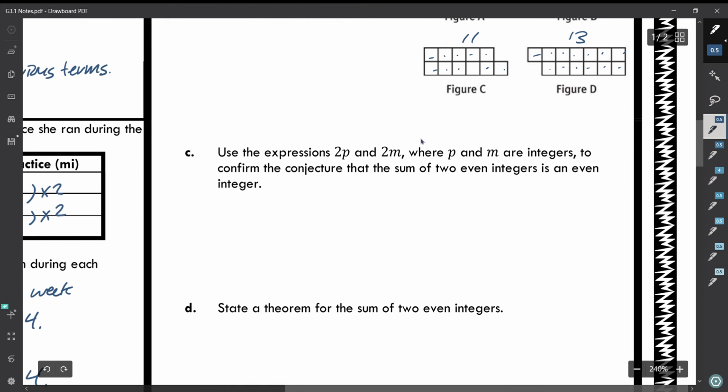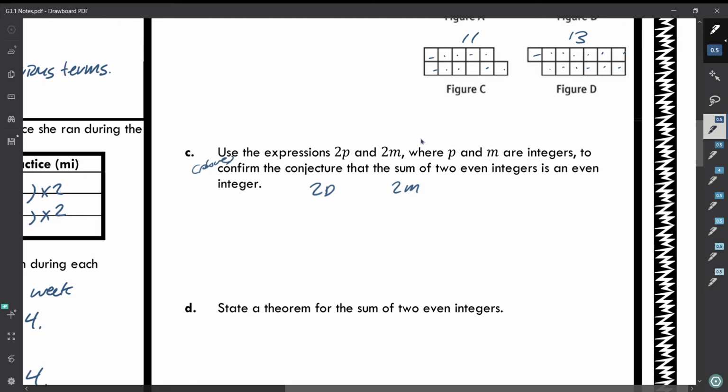Okay, use the expressions 2p and 2m, where m and p are integers, to confirm the conjecture that the sum of 2 even integers is an even integer. Okay, let's talk about why 2p and 2m are even integers. Any even integer can be written in this form, right? Because if you divide any even number by 2, you're going to get another whole number, right? So p and m just represent those whole numbers that are multiplied by 2 to get our even numbers. Okay, so we want to confirm or prove that the sum of 2 even numbers is indeed an even integer.